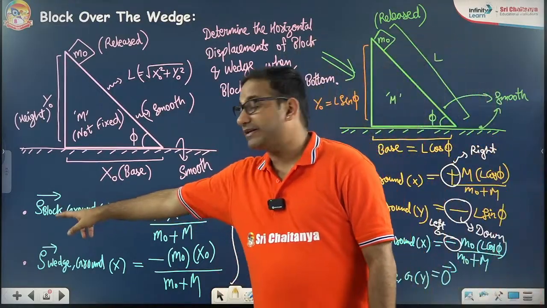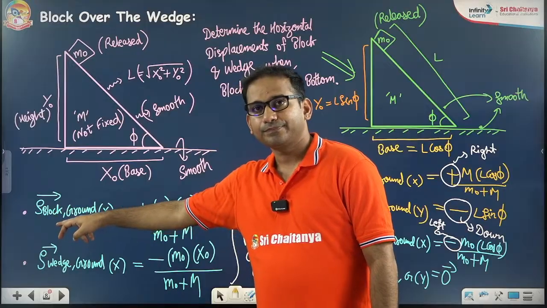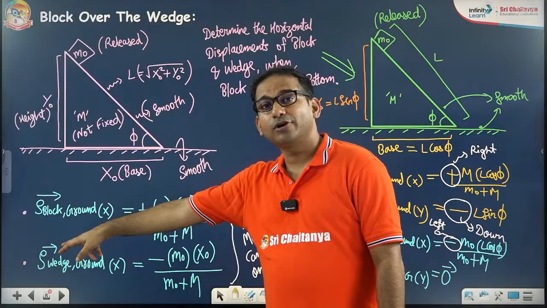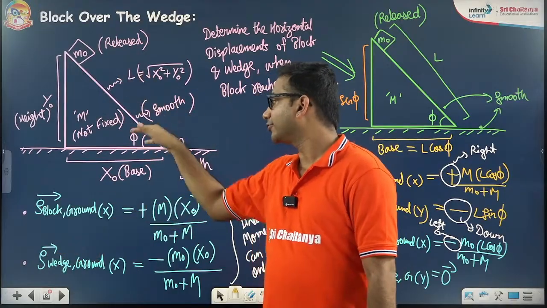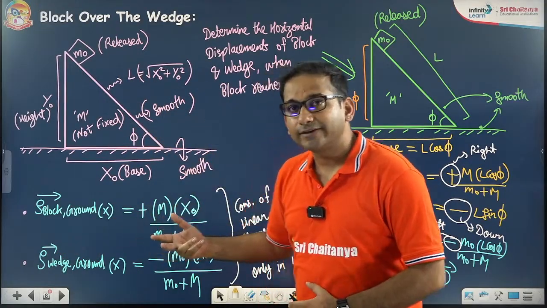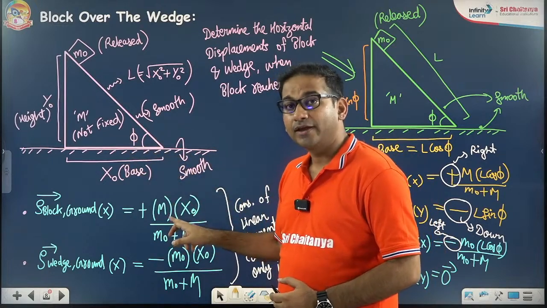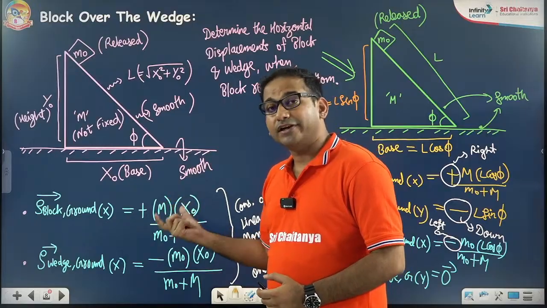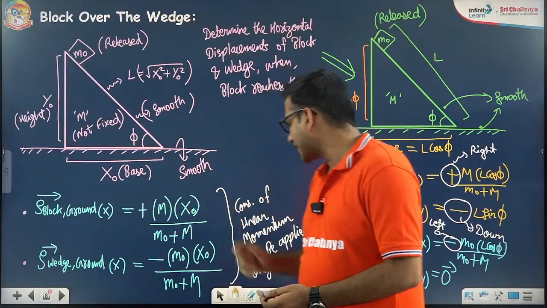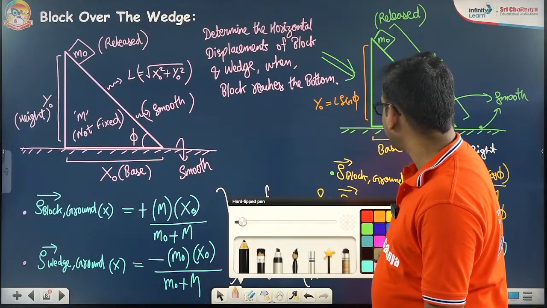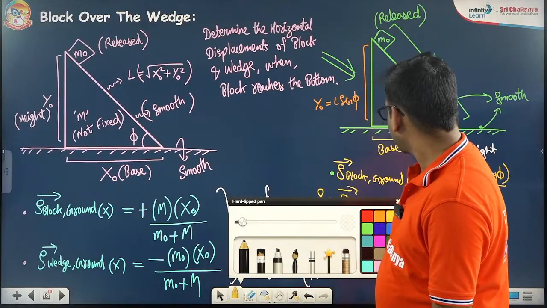So if you are writing the displacement of the block on the ground horizontally, it is forward in the horizontal. Then whose mass is to be taken? Wedge mass is to be taken. So wedge mass is capital M, into the relative displacement. Relative displacement in horizontal direction is x0.